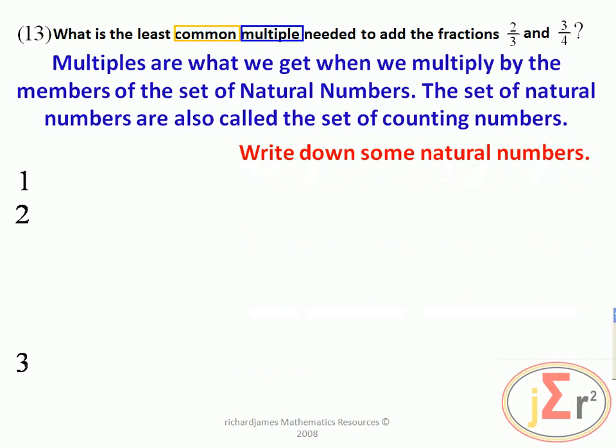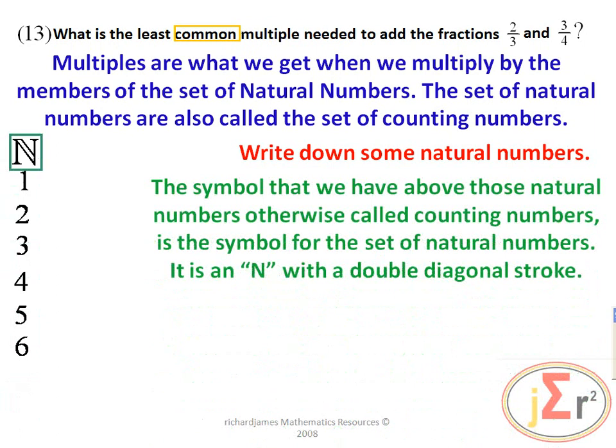So we have 1, 2, 3, 4, 5, 6. We'll stop at 6 on this occasion. Because we cannot write down every single natural number, can we? No. Because we will be counting forever. So we are taking 6 of them. So there we have just 6 natural numbers.